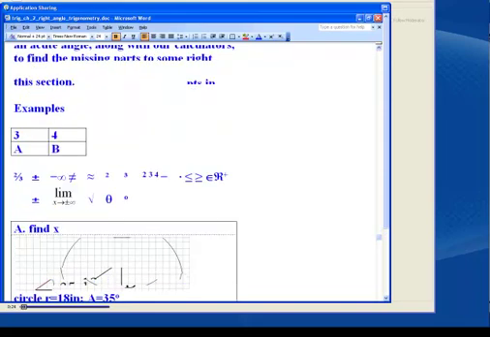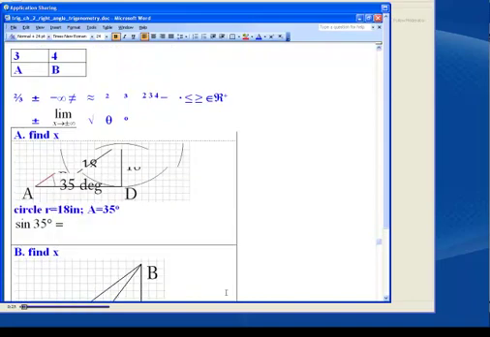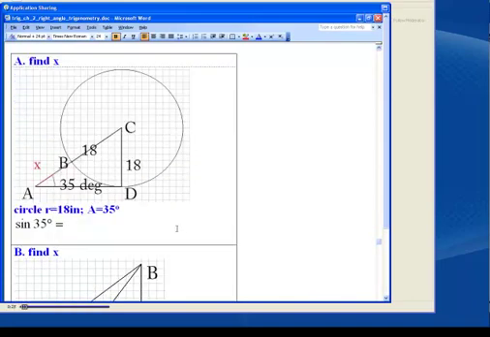The circle in this first figure has its center at C and a radius of 18 inches. And then there's the triangle ADC, which is a right triangle, and A is 35 degrees. Find x, the distance from A to B, the red line that I put in here. Okay, how do we find that?